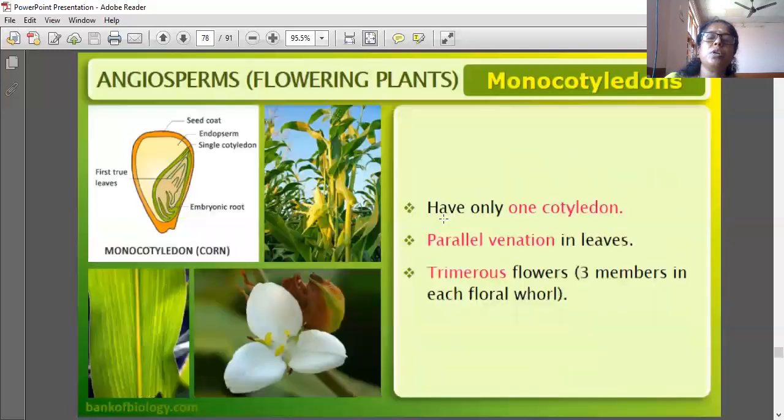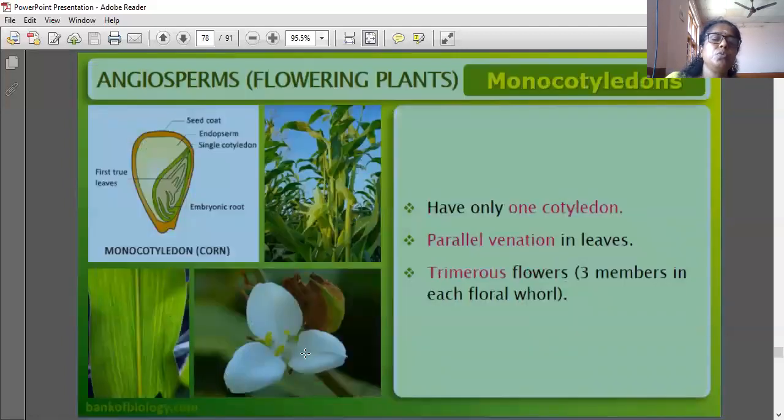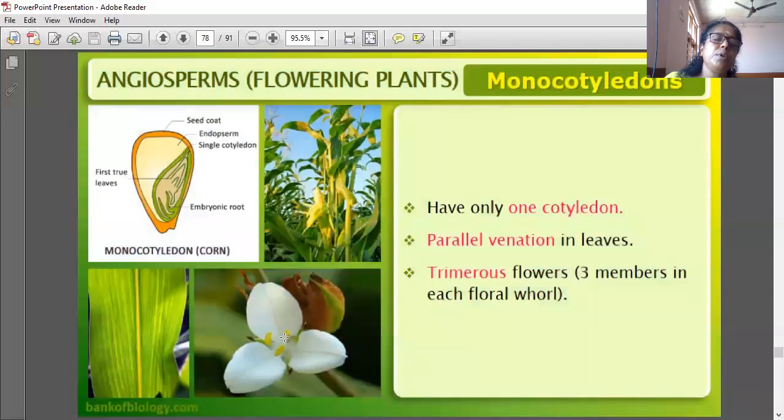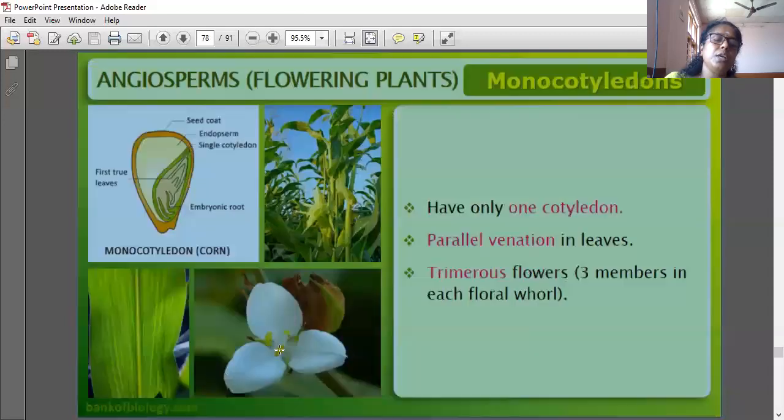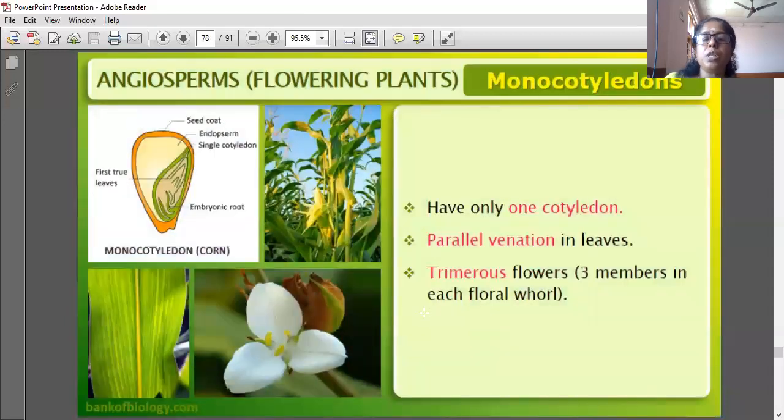Dicotyledons you have already been told about. Now monocotyledons have only one cotyledon. They have parallel venation in leaves, where one vein is parallel to the other. Their flowers are trimerous, with three petals, 1, 2, 3, and three members in each floral whorl. The stamens, the yellow ones, are also three in number.